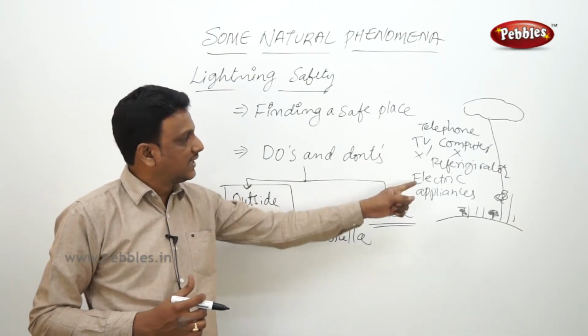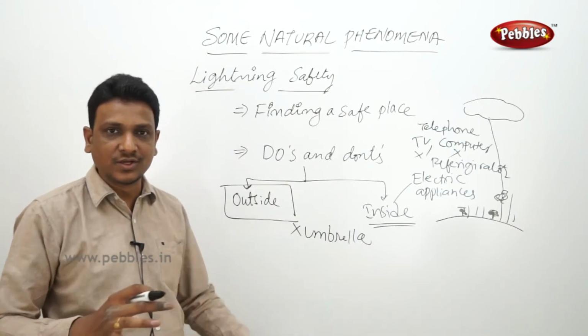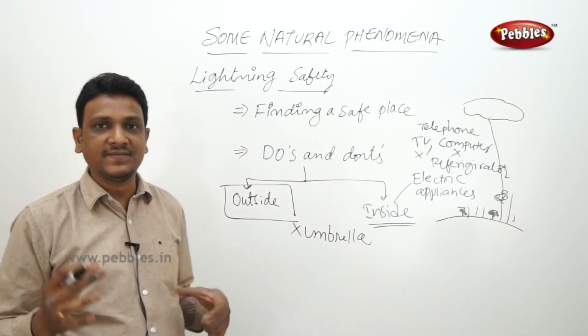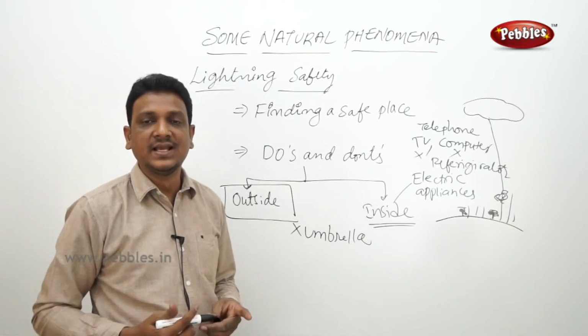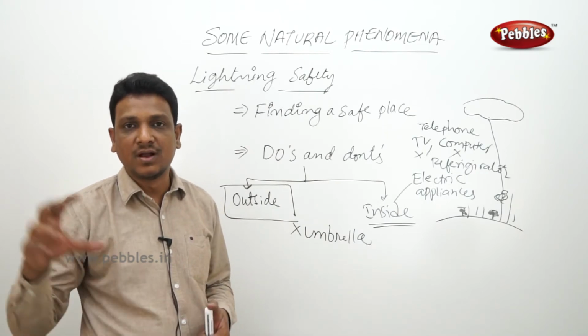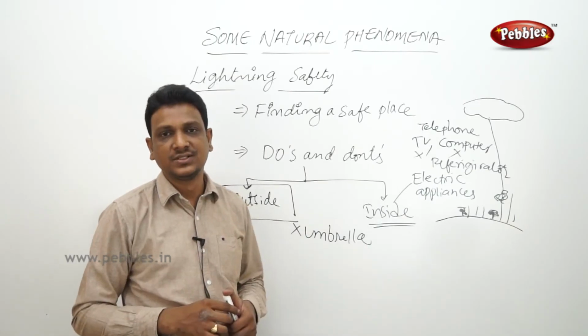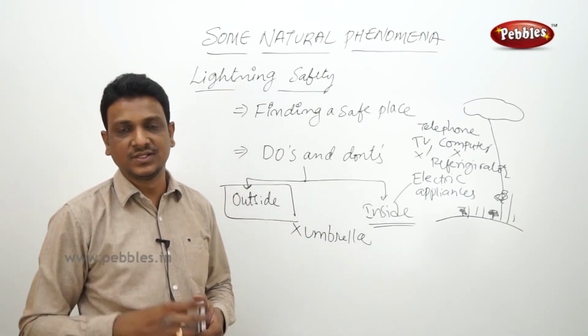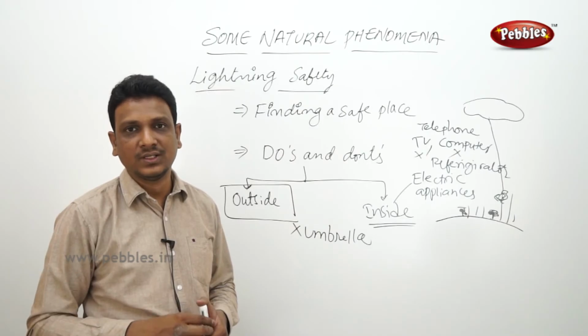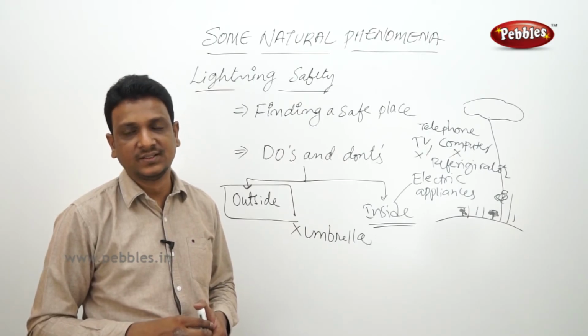So the electric appliances are to be unplugged. By that, if there are any over-voltages because of the lightning in the transformer or in the electrical supply, these devices will not get spoiled or damaged. Electrical lights, you can keep them switched on, but all the appliances must be disconnected.